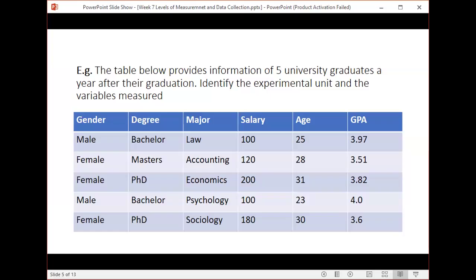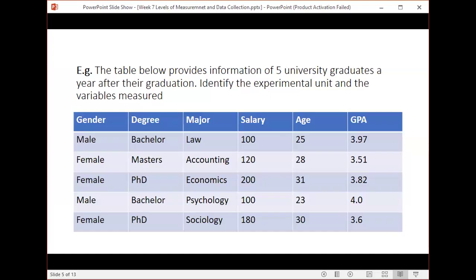Now let's look at the variables. The variables are gender, degree, major, salary, age, and GPA. Which of them are qualitative variables and which of them are quantitative variables? Anybody can speak. The quantitative are the salary, age, and GPA. All qualitative, right: gender, degree, major. Gender, male, female is describing. Degree is also describing your qualification. The major, law, accounting, is also describing. But salary, age, and GPA are measuring something, right?